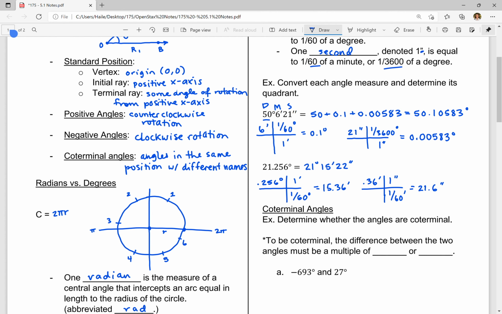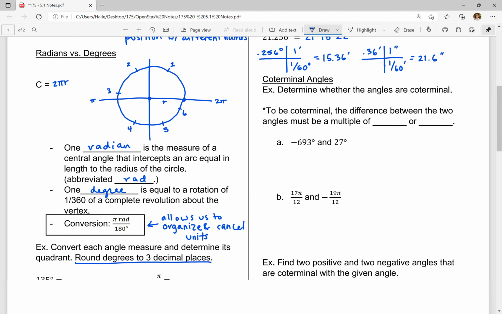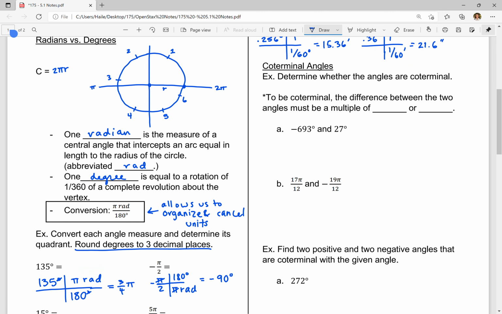Alright, so the next thing we're going to talk about are coterminal angles. So remember that these are two angles that are in the same position but they have different names. To be coterminal, the difference between two angles must be a multiple of 2 pi or 360 degrees, and that's going to depend on what unit your angles are given in.